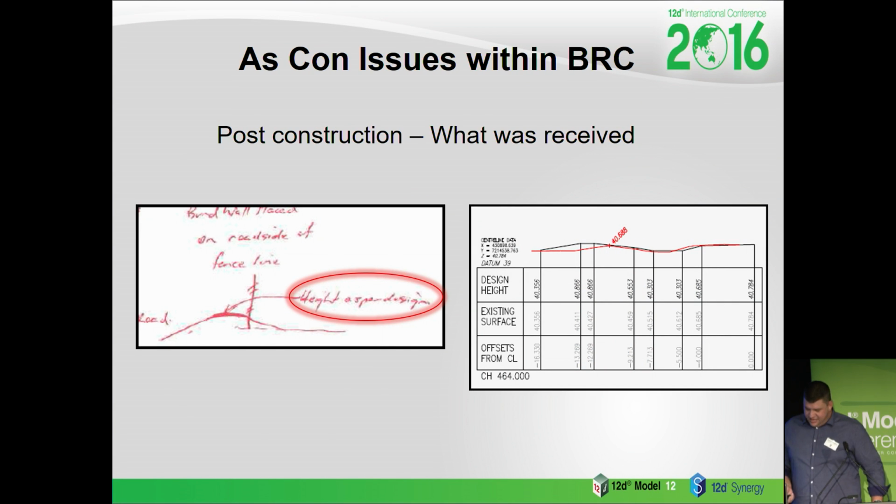This is the as constructed marked up paper plans on the left. We actually got marked up paper plans back, so you can't get angry at them for that. This suggests that the height of the bund wall is as per design. On the right is a comparison between the design cross sections and the as constructed surface. The as constructed surface is in red. The differences in the top of bund walls are about 150 millimetres. Height, as per design, is particularly important for bund walls.